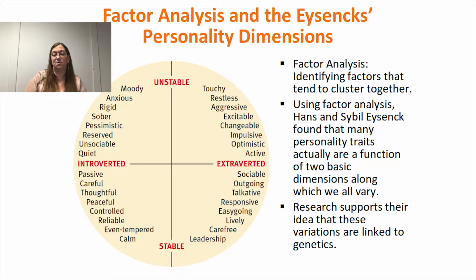His factor analysis was looking at identifying factors that tend to cluster together. When these traits happen, they tend to happen together in groups. So using the factor analysis, he found that many personality traits actually are a function of 2 basic dimensions, the stable versus unstable and the extroverted versus introverted. And some research does support these ideas and that these variations are linked to genetics.